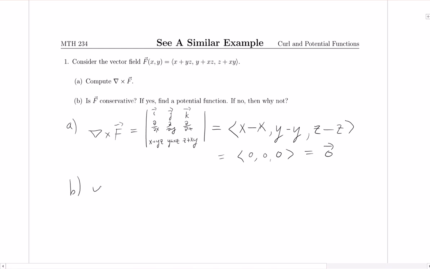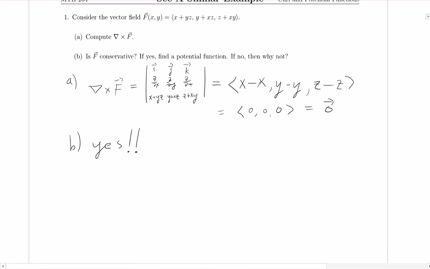Part B: is F conservative? Well, yes. That's exactly the test for being conservative. If the curl is 0, then the vector field is conservative, assuming that the vector field is defined everywhere, which in this case it is. So being conservative exactly means that there exists a potential function, meaning a function little f whose gradient is the vector field we started with.